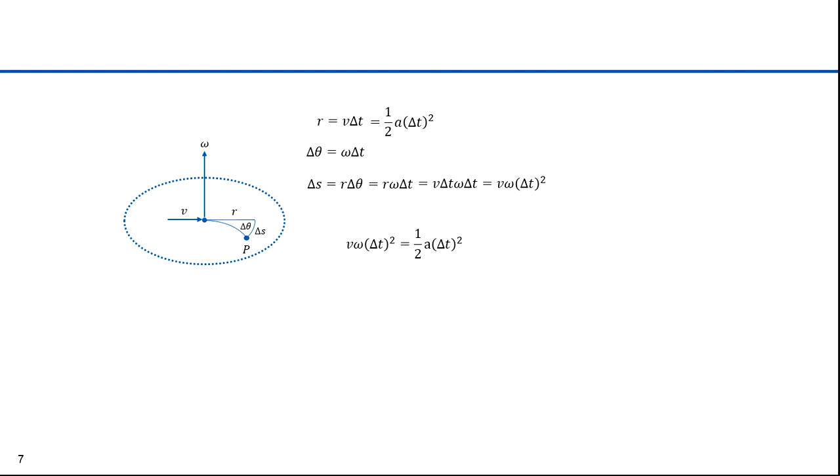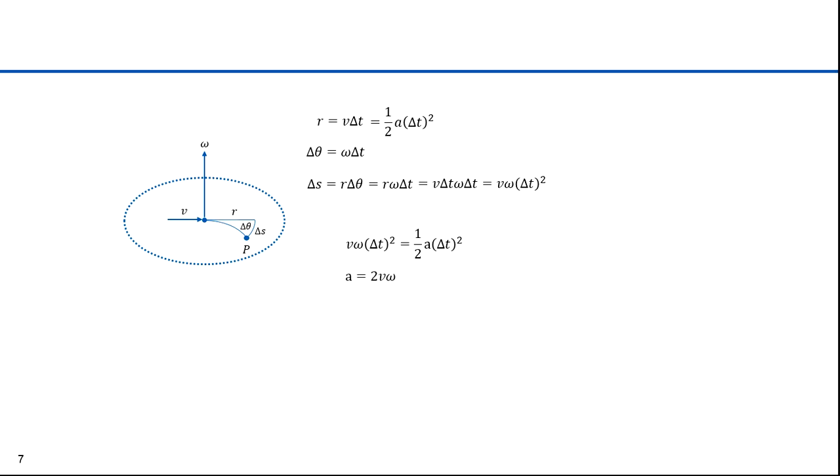V omega delta t squared equals 1/2 a delta t squared. Note that the acceleration in this equation is different from the acceleration that causes the displacement r. Here we're considering the displacement delta s. There's a delta t squared on both sides of this equation. Those cancel out. We can then multiply both sides of the equation by 2.